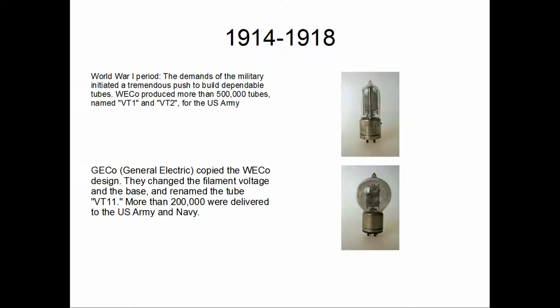1914 to 1918 was the World War I period. The demands of the military initiated a tremendous push to build dependable tubes. Western Electric produced more than 500,000 tubes named the VT-1 and VT-2 for the U.S. Army. General Electric copied the Western Electric design. They changed the filament voltage and the base and renamed the tube VT-11. More than 200,000 were delivered to the U.S. Army and Navy.